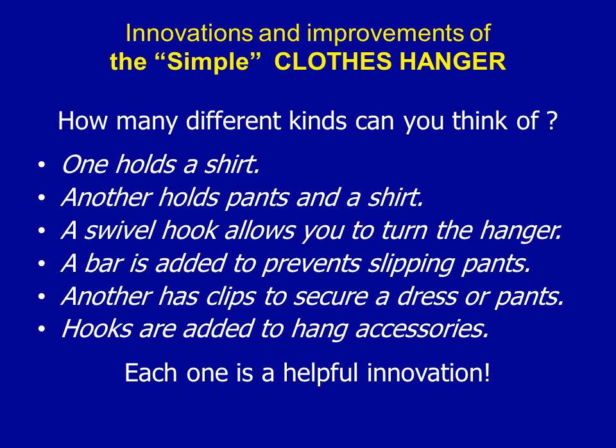The simple clothes hanger is a very good representative of an invention that has been innovated on many, many times. Can you think of different ways that it's been improved on? There's the simple clothes hanger that just holds a shirt. There's another that has a bar across the bottom that can hold both pants and a shirt. There's a swivel hook that allows you to turn the hanger so that all the collars of the shirts face the same direction.